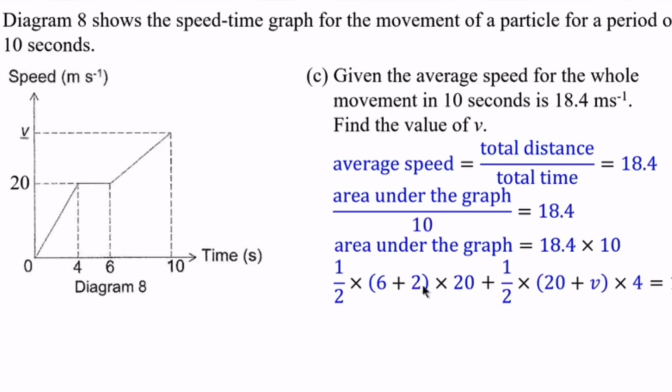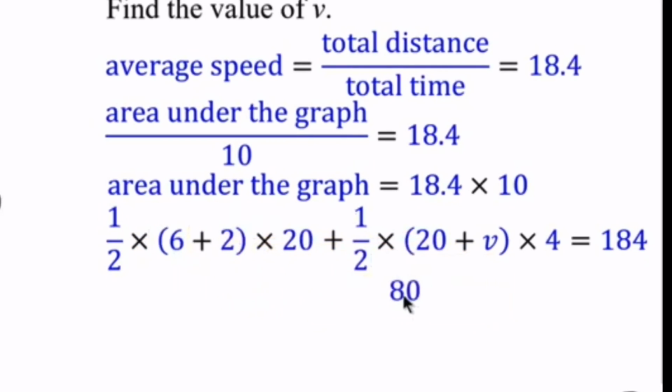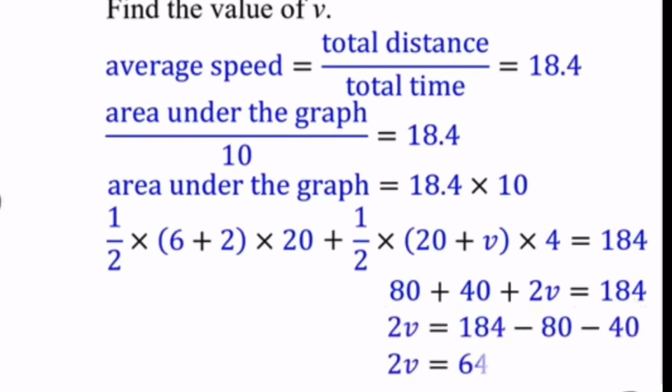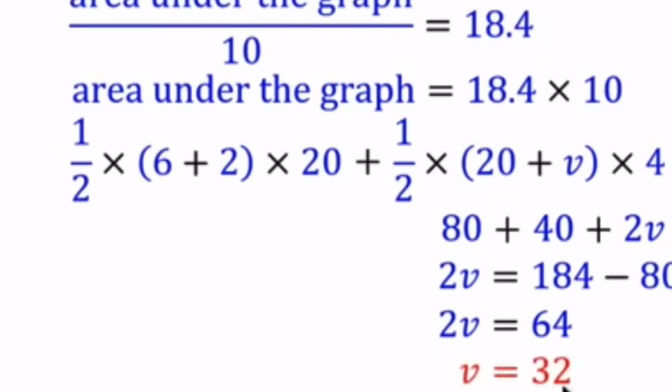So we will calculate one by one for the area of the trapezium. You can just substitute the value: the difference between 6 and 10 is 4, and then 1 over 2 times (6 plus 2) times 20 plus 1 over 2 times (20 plus 3) times 4 equals 184. I'm using 2 trapezium. If you want to use triangle, you also can. So you simplify your answer carefully, and your answer for V is 32.